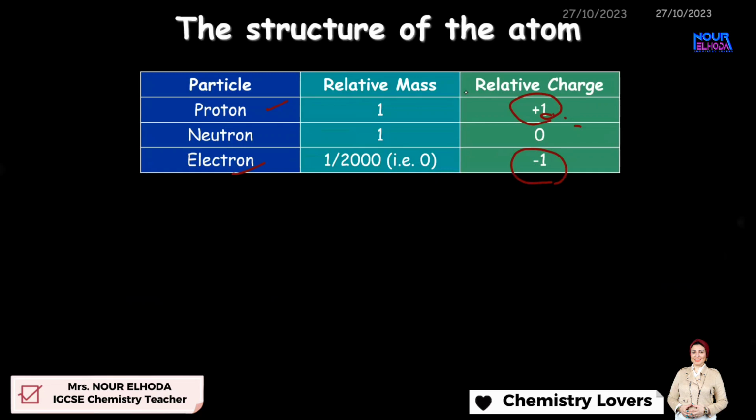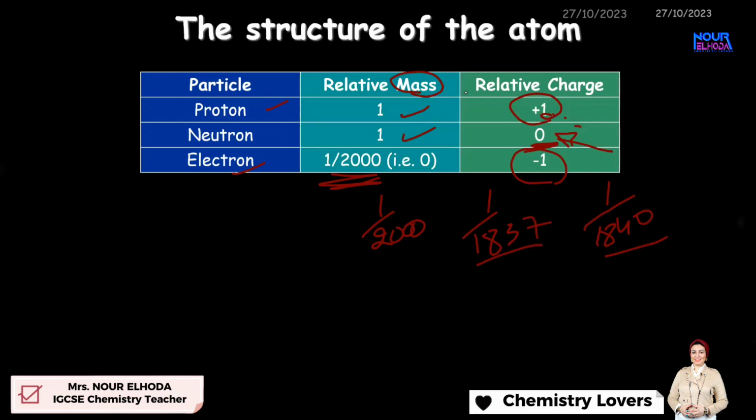This question comes all the time in Edexcel or Cambridge past papers. Okay? What about the neutron? The neutron doesn't have a charge, so I will write 0. It doesn't have any charge. When I write mass, which ones have mass? The proton and neutron have mass. Which one has the lowest mass? It's going to be the electrons. I can write 1/2000 or 1/1837 or 1/1840. All three are correct. You can write this or this or this. It's fine.